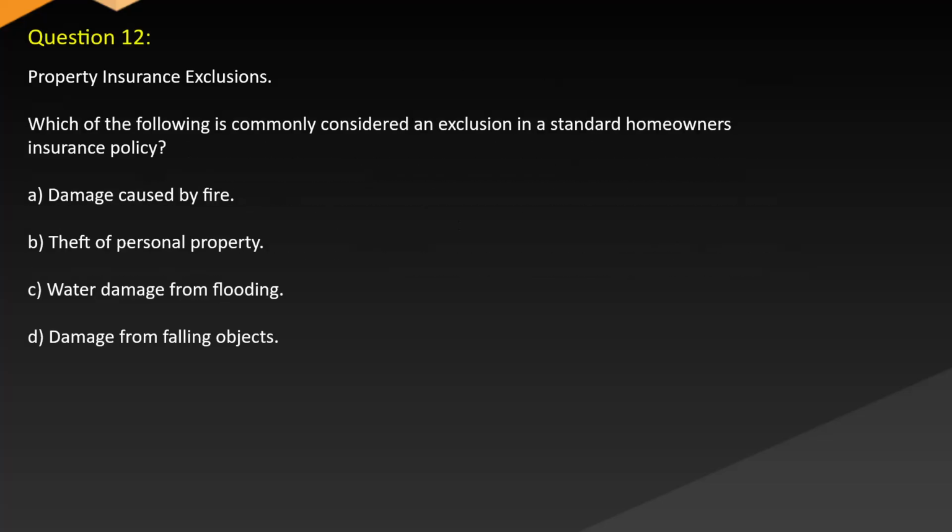Question 12. Property insurance exclusions. Which of the following is commonly considered an exclusion in a standard homeowner's insurance policy? A. Damage caused by fire. B. Theft of personal property. C. Water damage from flooding. D. Damage from falling objects.